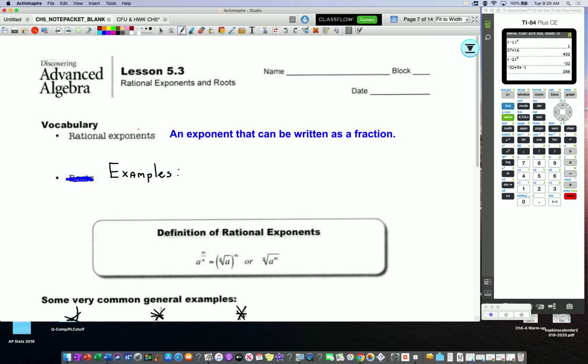Notice how here I have the word examples, so I'm going to actually give you some examples here today. For instance, we could have x to the 1/2 power, x to the 3/4 power, x to the 9/7 power. Anything that can be written as a fraction is considered a fractional exponent. Before even realizing it, you have been doing fractional exponents in a different way, which we call radical form.